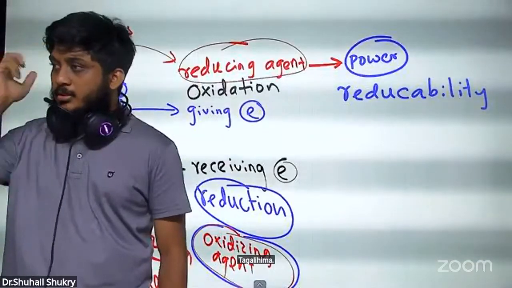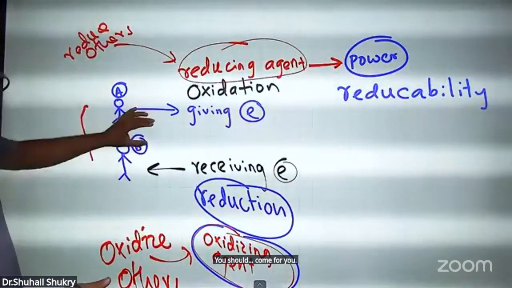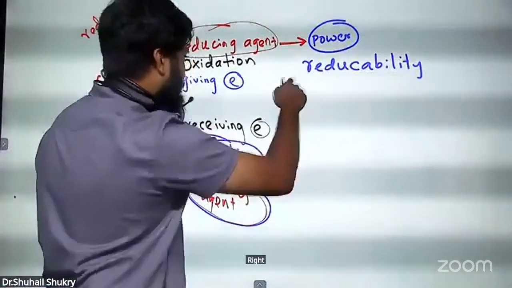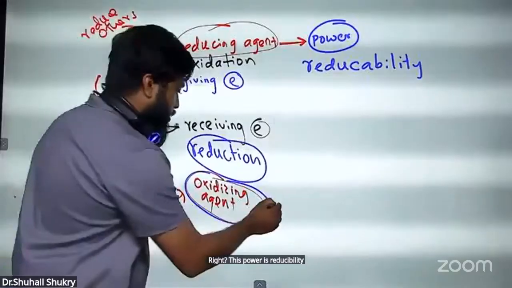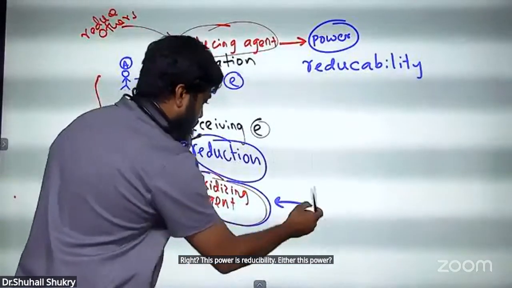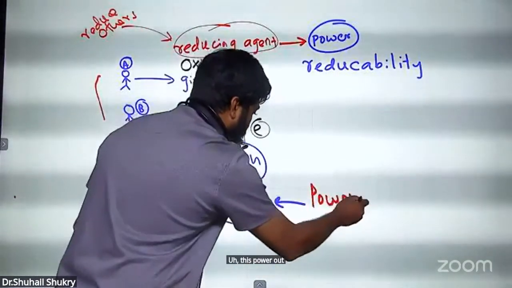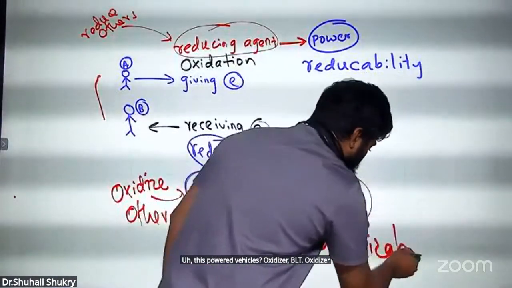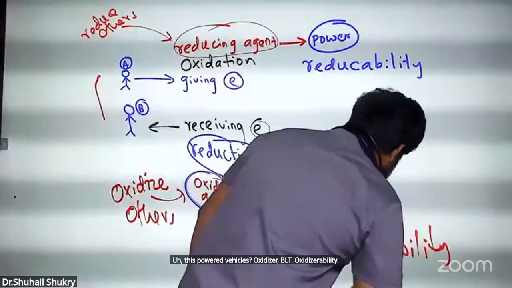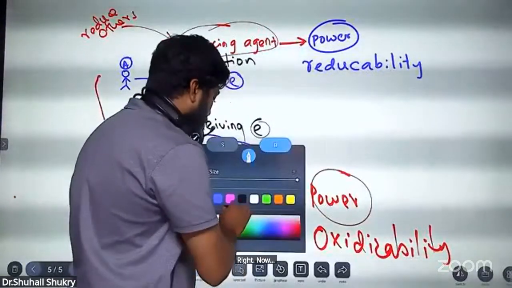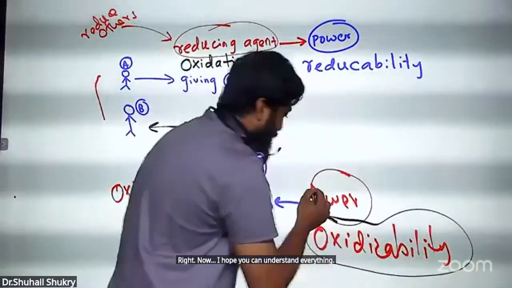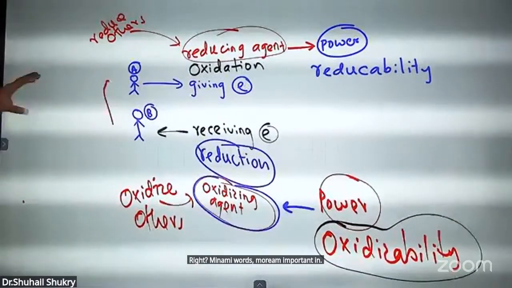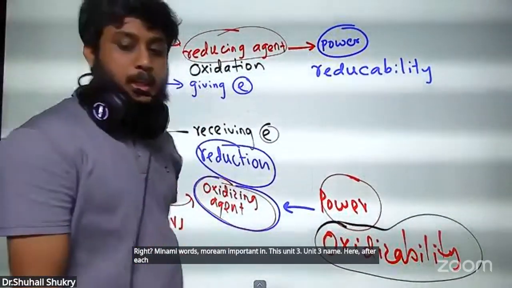After all these words, now I'll ask questions. This power is reducibility. This power, what do we call it? Oxidizability. Now I hope you can understand everything. Many words are important in this unit 3. Throughout the chemistry, you will find these words.